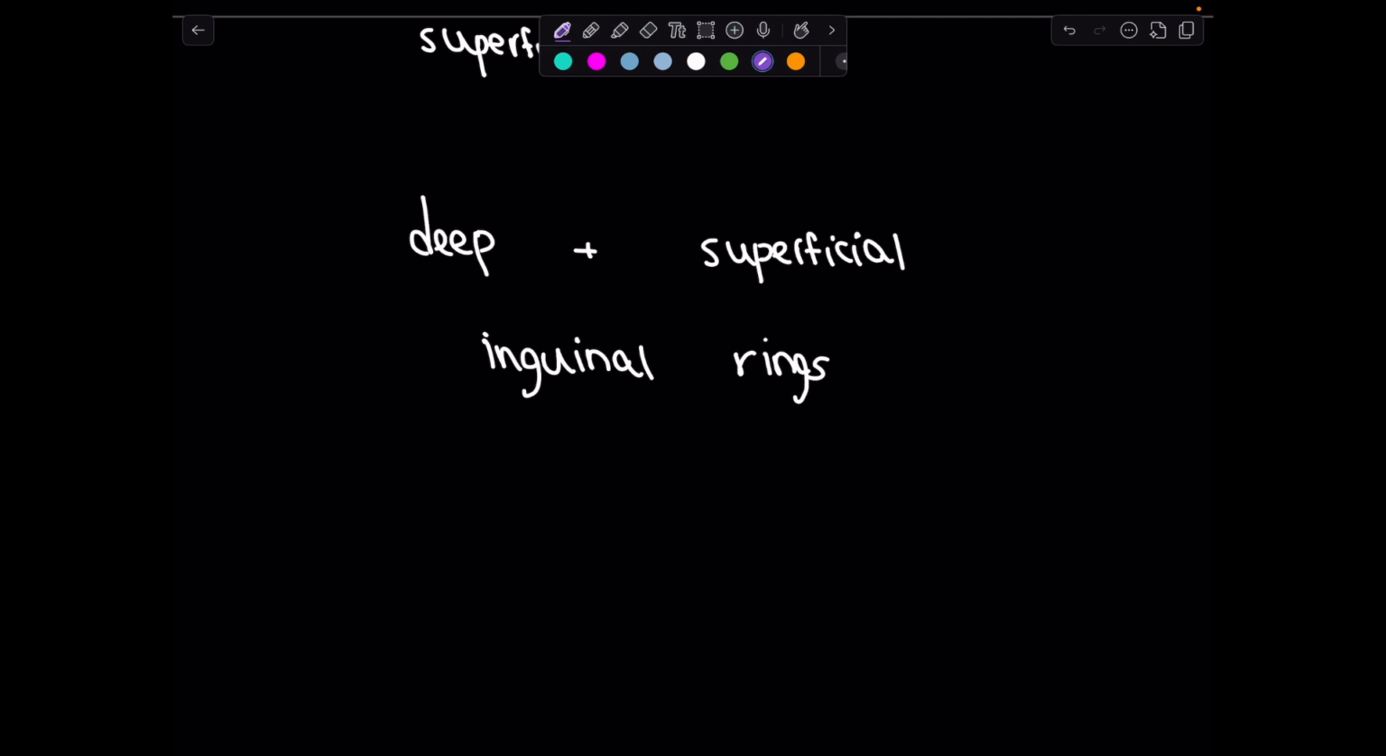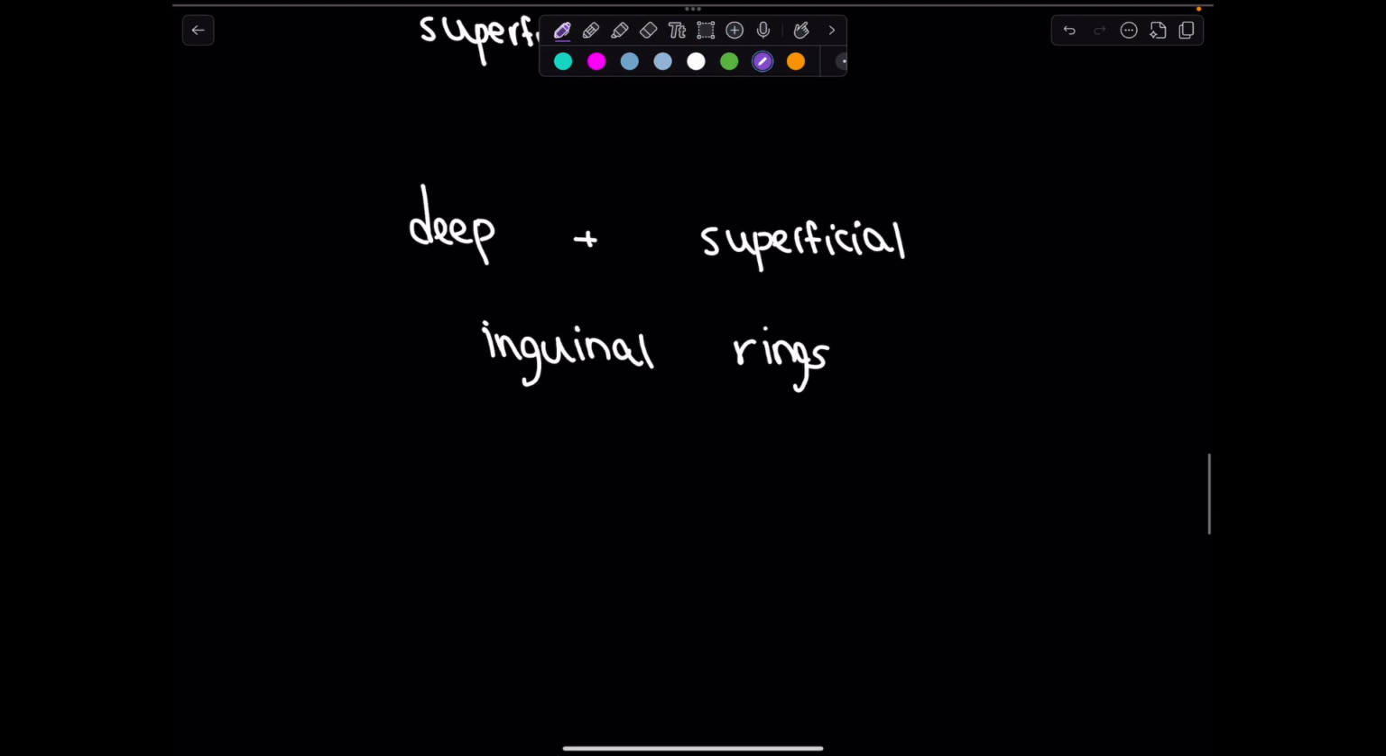Superficial is the exit. And where do they come from? Yes, the superficial inguinal ring is the exit of the inguinal canal, where structures like the spermatic cord in males, or round ligament in females, emerge. The deep inguinal ring is the entrance, where these structures originate from inside the abdomen, passing through the transversalis fascia. They come from abdominal contents.